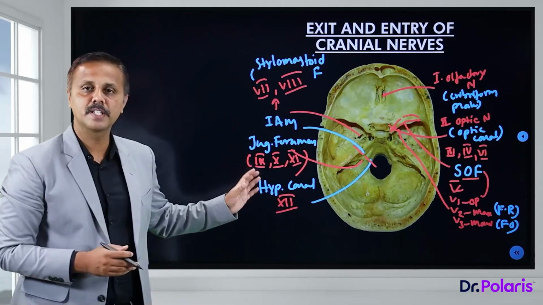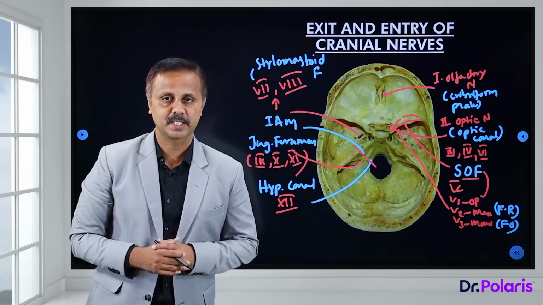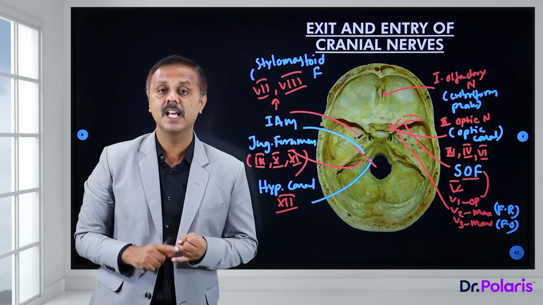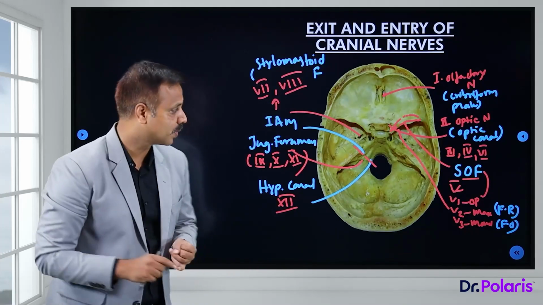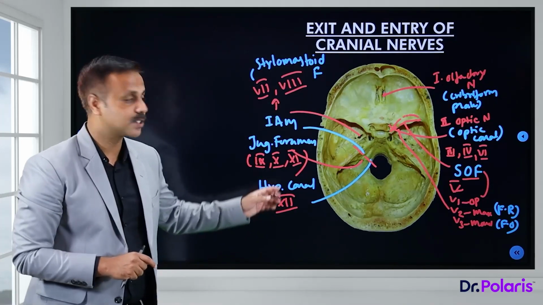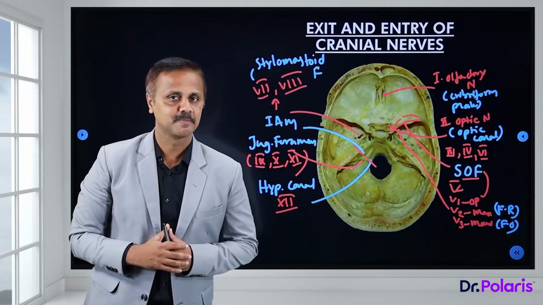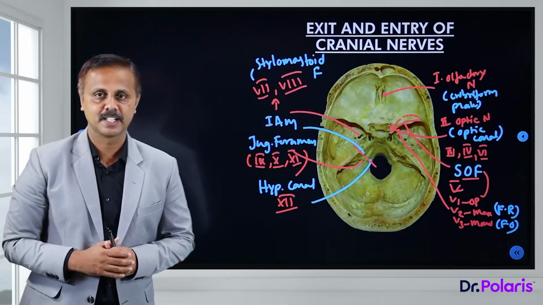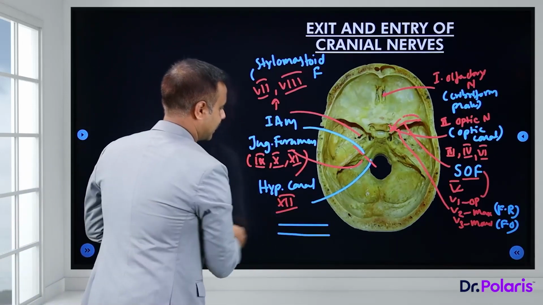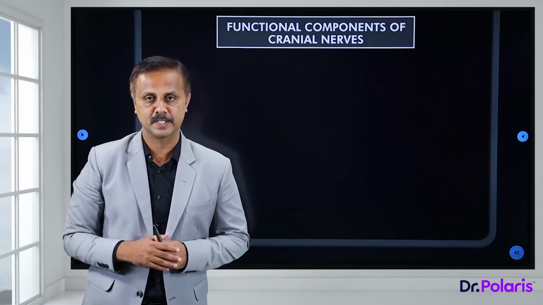And this is very often asked in your practical exam as a spot question or discussion topic. So you need to know in detail the attachment of the cranial nerves to the inferior surface of the brain, and also you should know the details of the foramina through which it comes out or it enters. Right? This is regarding the entry and exit of cranial nerves. Right. Once we have learned this, let's try to focus on the functional components of cranial nerves.